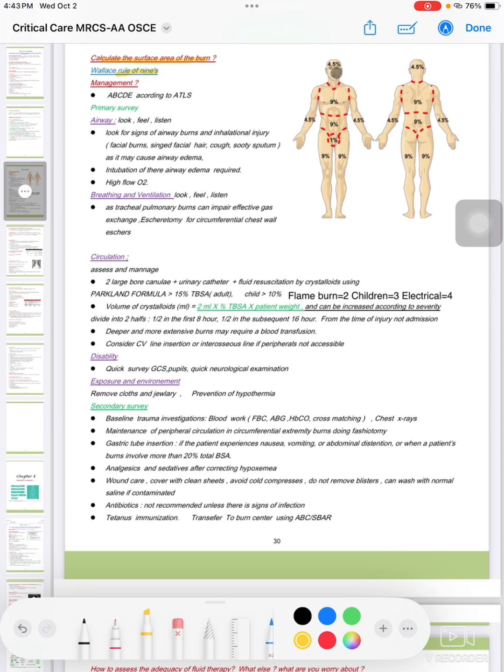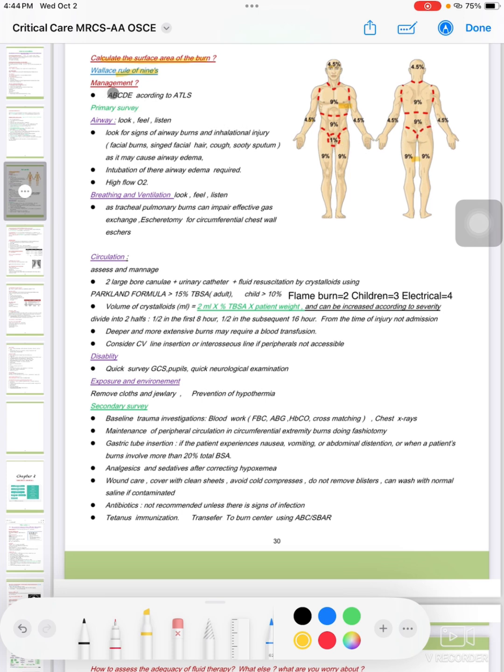Let's find that in case of the head, here is 4.5%, and in case of chest burn injury, here 9%, and in both hands, front and back, 4.5% plus 4.5% is equal to 9%. In case of abdomen, here is 9%, and in case of genitalia, here is 1%, and in legs, in case of the front part, 9%, and in the back parts, here is 9%. In case of chest back, 9%, and the abdominal area on the back, here is 9%.